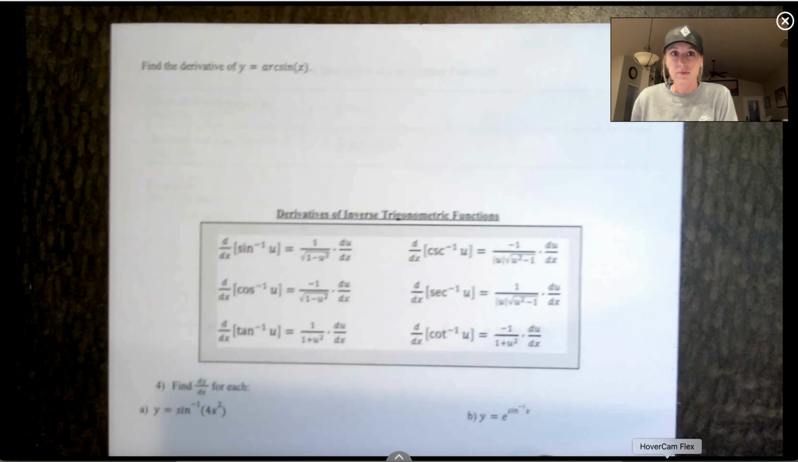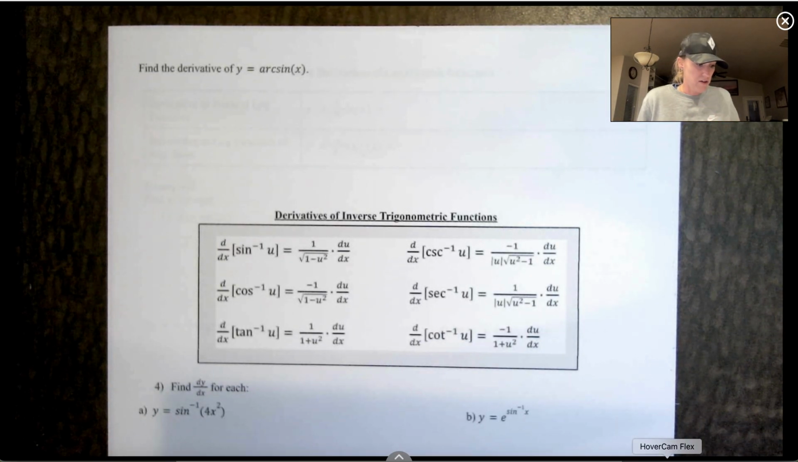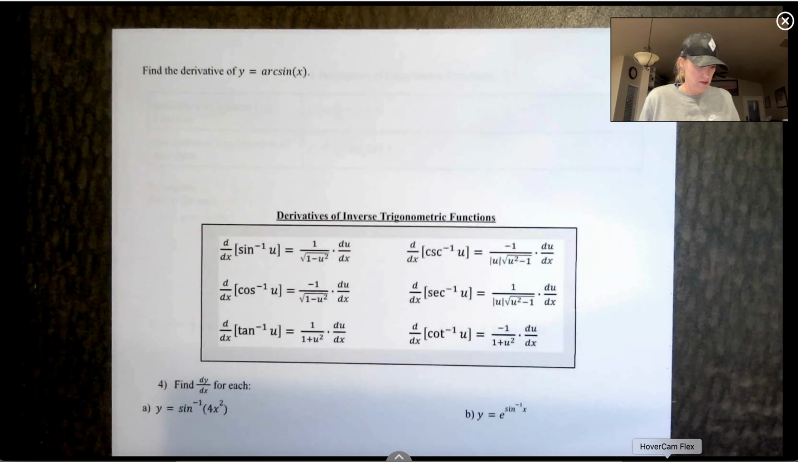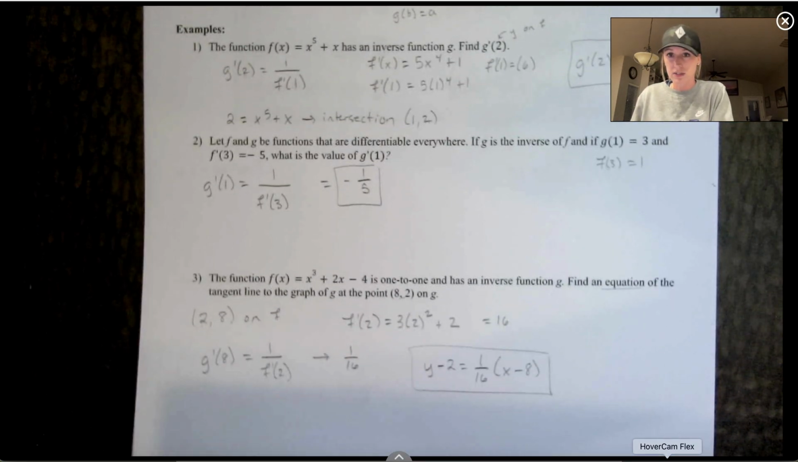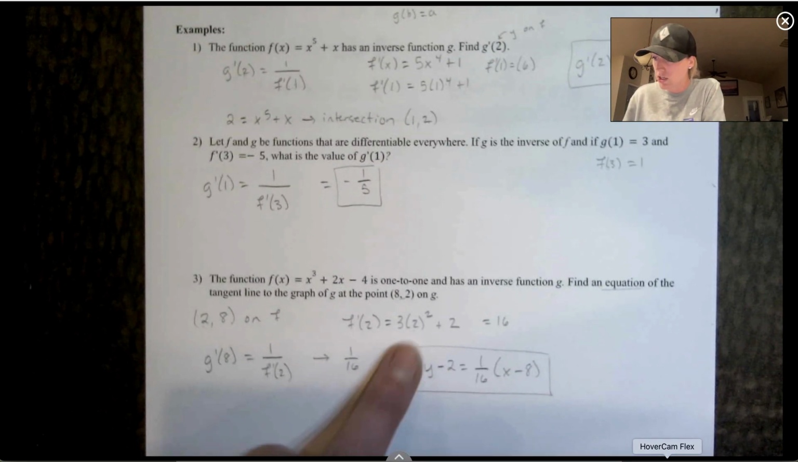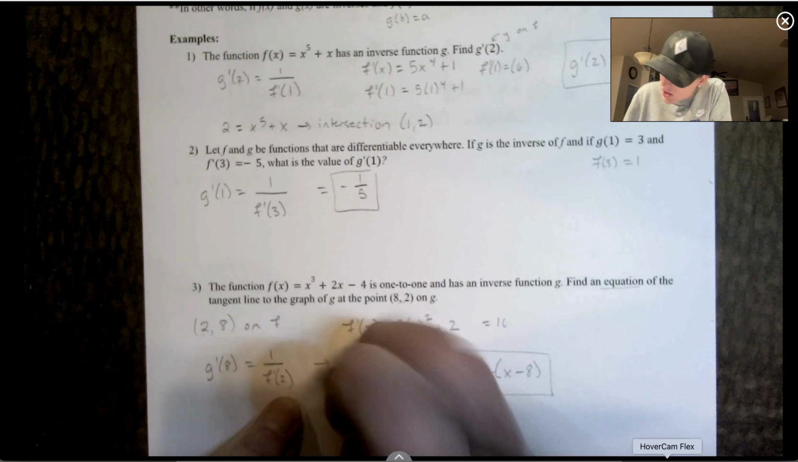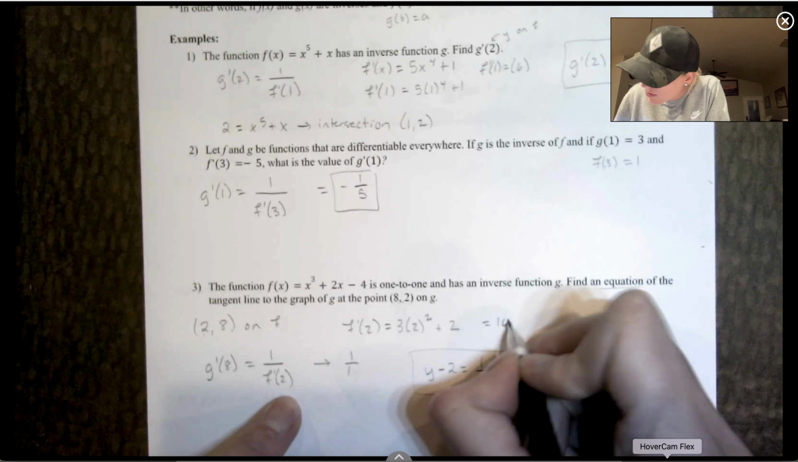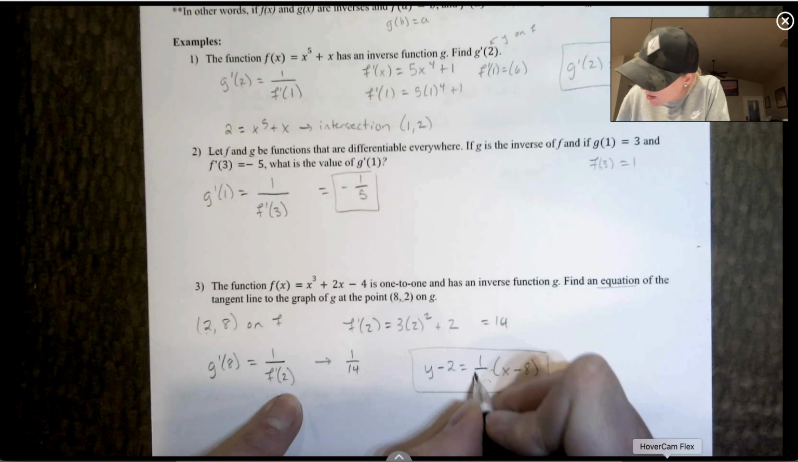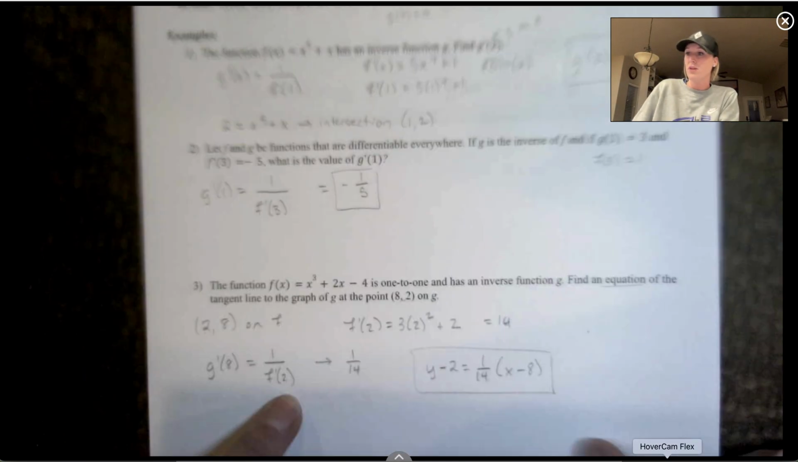Okay. Find the derivative of... sorry guys, I realized I just messed up my math there really quick. This one is not 16, it should be 14. 12 plus 2 is 14, so I'm just going to fix the 1 over 16 to be 1 over 14. There we go.